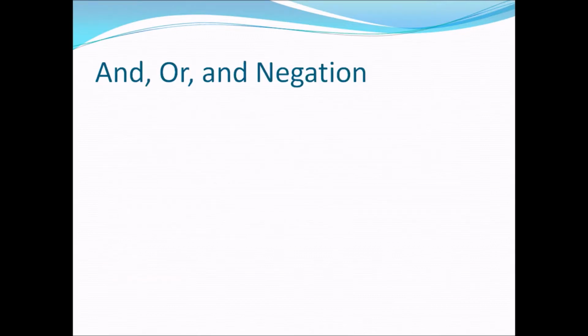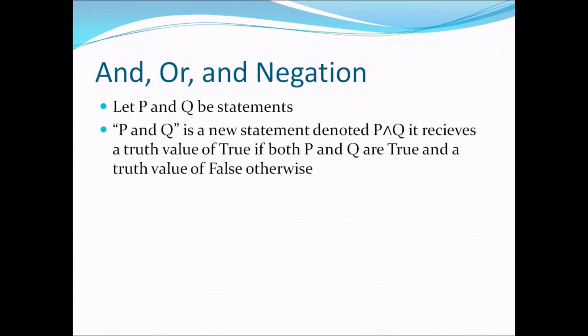Alright, now I want to get into some more logic. So let P and Q be statements. So P and Q are either true or false. P and Q is a new statement denoted P ∧ Q, an upside down V. It receives a truth value of true if both P and Q are true, and a truth value of false otherwise. So P and Q is true when P and Q are both true. So if one is false or both are false, P and Q is false.